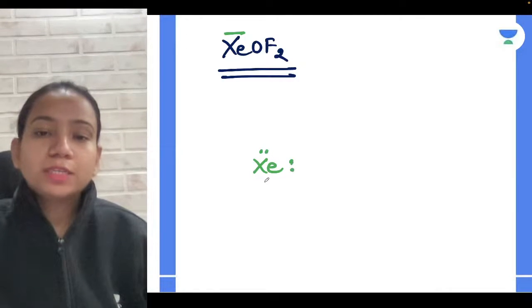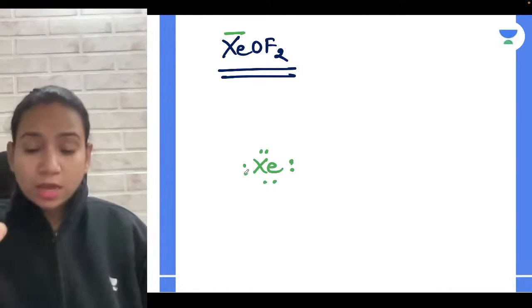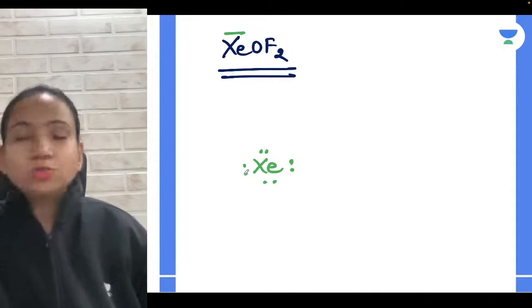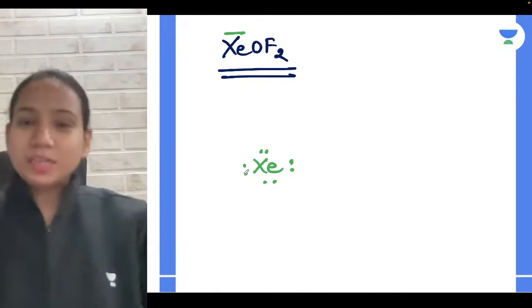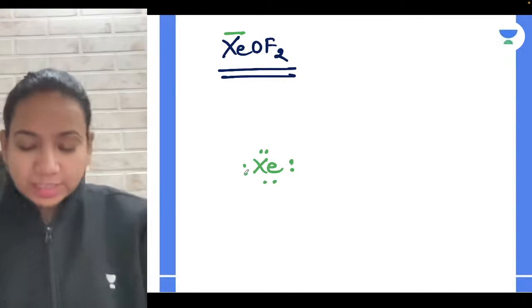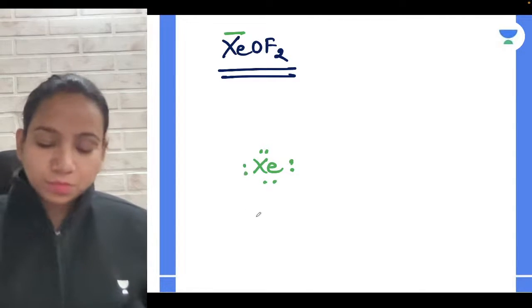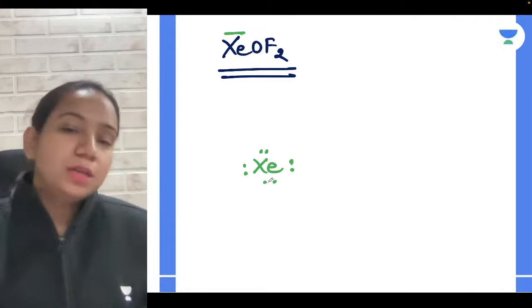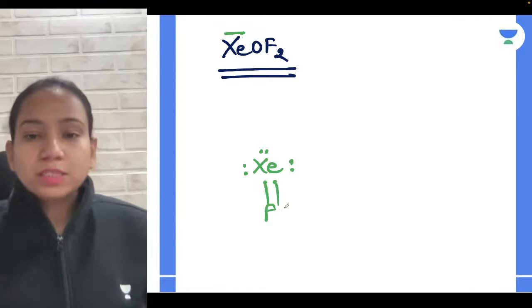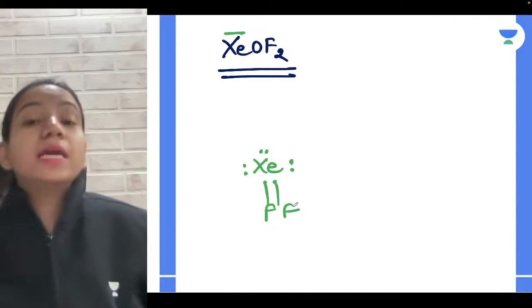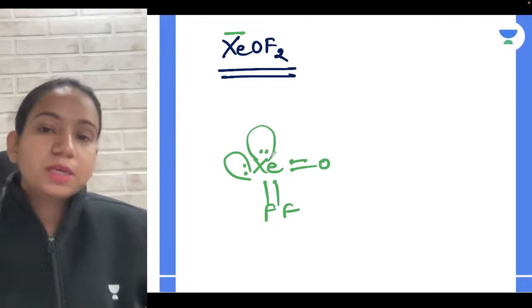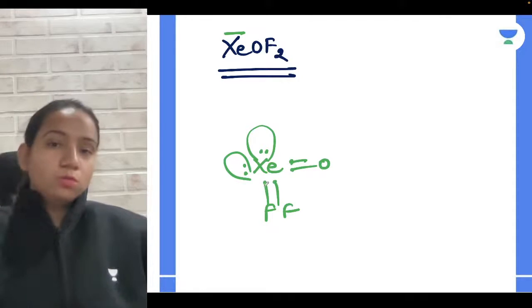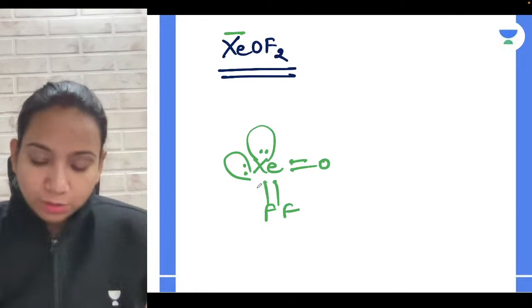It contains 8 valence electrons, because it is not required for you to know their atomic number or atomic mass. If you know that it belongs to the 18th group, you will know that it contains 8 valence electrons. Correct? Very good. So what will happen? You will make that. So 2 fluorine will make single bonds. There is 1 oxygen. It will make a double bond. Correct? And there will be 2 lone pairs. I hope everyone is able to relate.